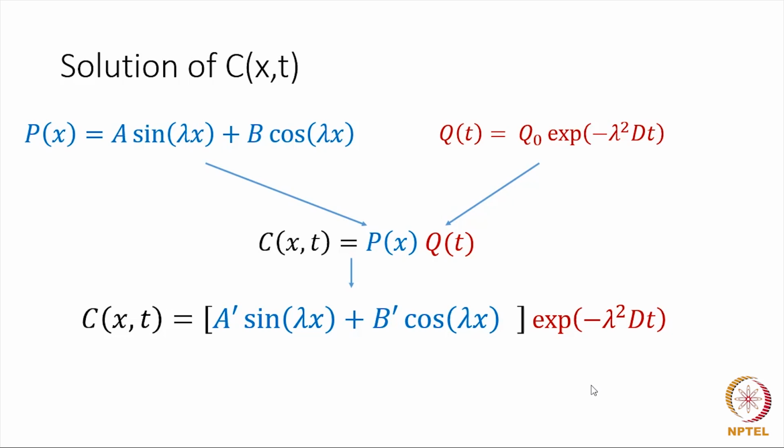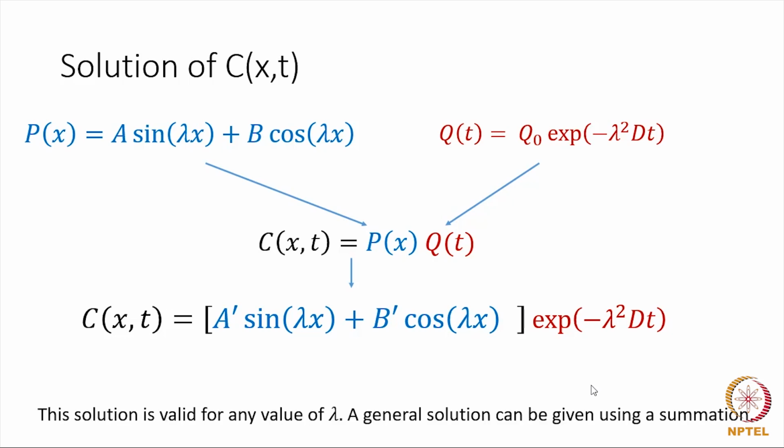Now we have not mentioned what value lambda should be. Lambda could actually be any value, and this would still be a solution, which means that we can vary lambda and take the summation of all those terms, and that would also be a solution. So the most general form would then be a summation of these terms for the different values of lambda.